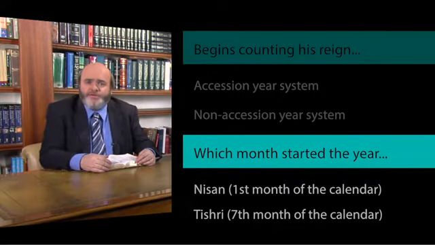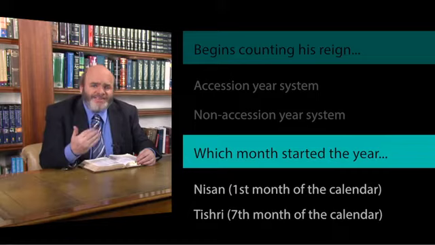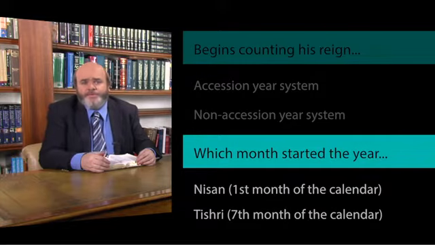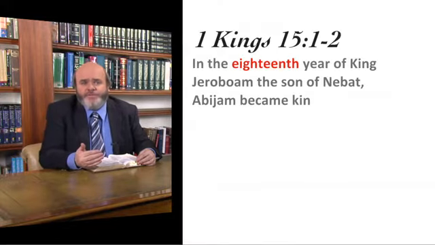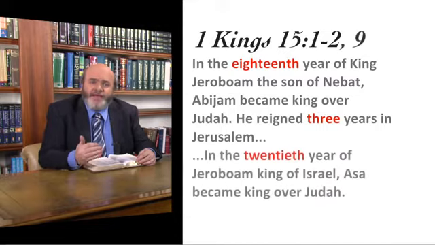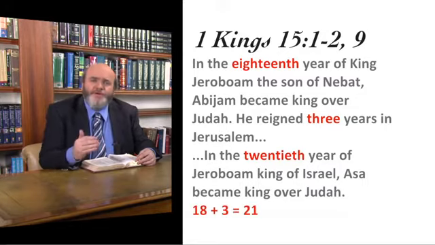contradictions involving synchronisms are only solved when it's understood that the two kingdoms used different starts to their regnal new years. For example, we read in 1 Kings 15:1 that Abijah, king of Judah, began to reign in the 18th year of the reign of Jeroboam, king of Israel, and he reigned 3 years. Yet verse 9 of 1 Kings 15 says Abijah's son Asa began to reign in Jeroboam's 20th year. Now, if the regnal years of both kingdoms began at the same time, then it would be Jeroboam's 21st year.